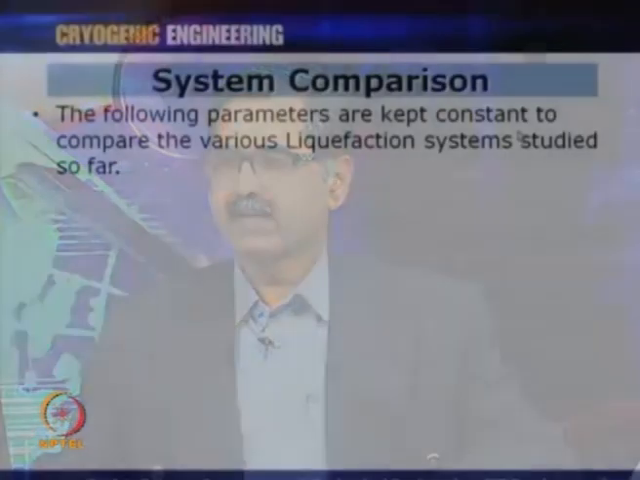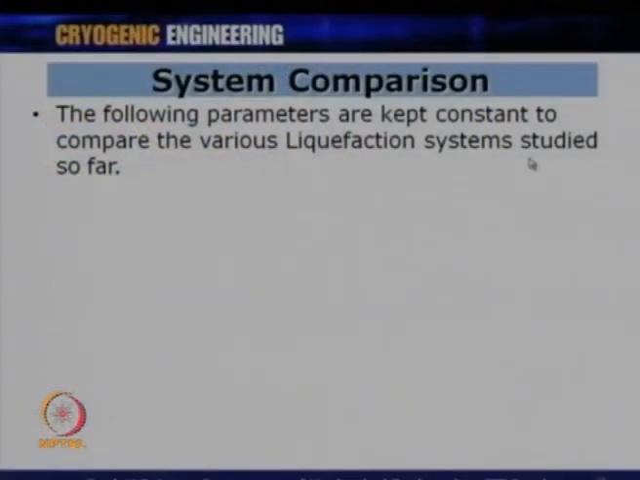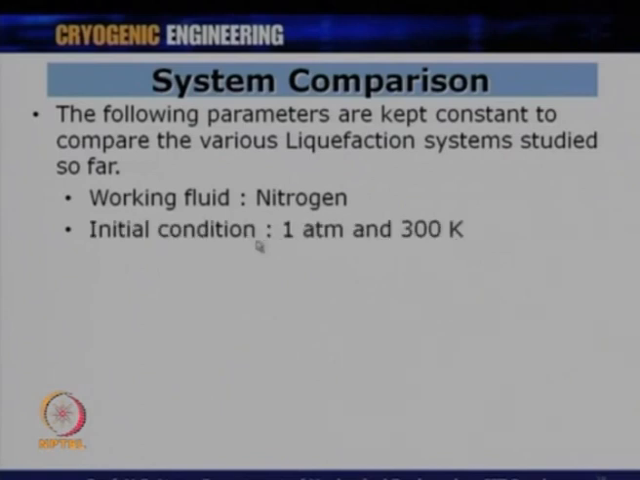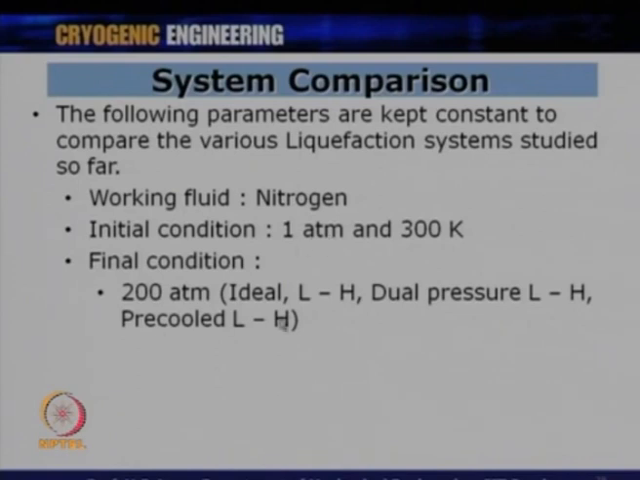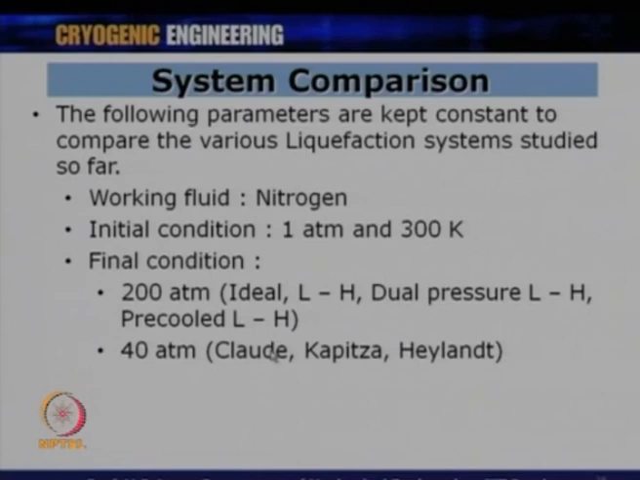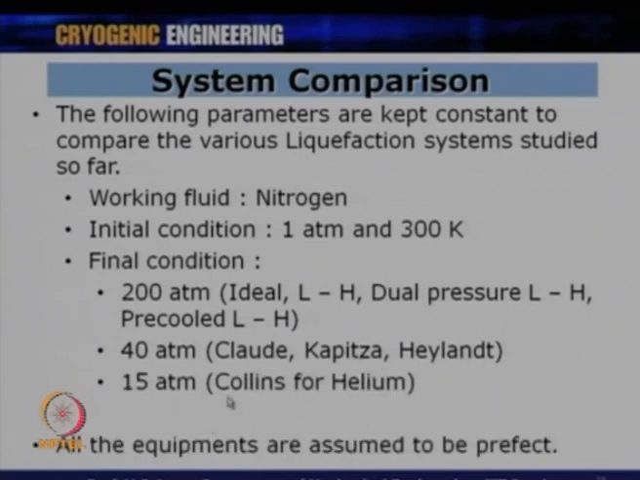The following parameters are kept constant to compare the various liquefaction systems studied so far. Working fluid is nitrogen, and initial condition is 1 atmosphere, 300 Kelvin. The final condition is around 200 atmosphere for these cycles, 40 atmosphere for Claude, Kapitza and Heylandt cycles, while 15 atmosphere for the Collins cycle using helium as a working fluid. All the equipment is assumed to be perfect.